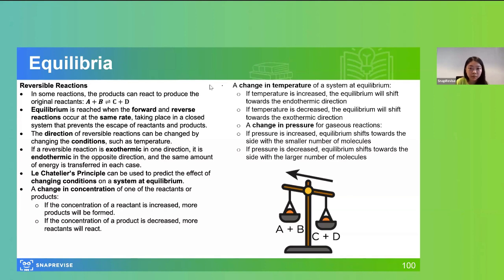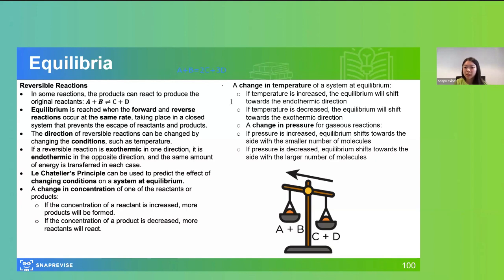Right. Let's say I have A plus B gives you, that's not actually equal, let's just pretend that's the reversible sign, 2C plus 3D. In this situation, there are more moles on this side than on that side, by looking at the number in front. There are 5 moles on this side, 2 moles on this side, because there's 1 and 1, 2 and 3.